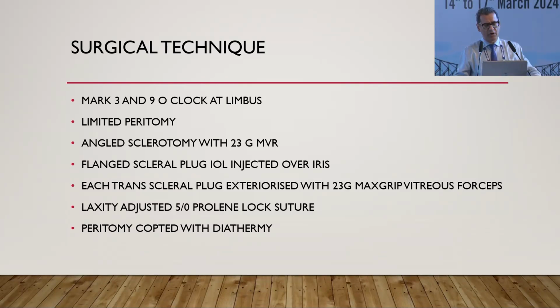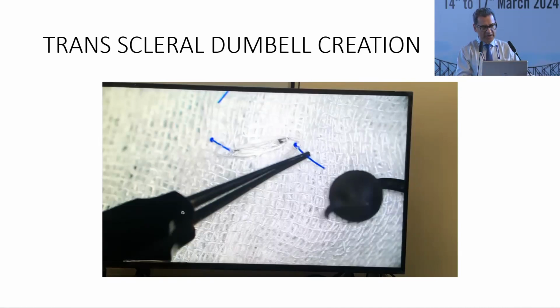Mark 3 and 9 o'clock with limited peritomy, angled sclerotomy with 23 gauge MVR with a slight tunnel, as Nivian said. Flanged IOL plug is inserted over the IOL, and each transscleral plug is exteriorized with a Maxgrip forceps, and the laxity adjusted with the 5-0 fluorine lock-in suture, and the peritomy is co-opted with diathermy. So this is how we create these transscleral dumbbells.